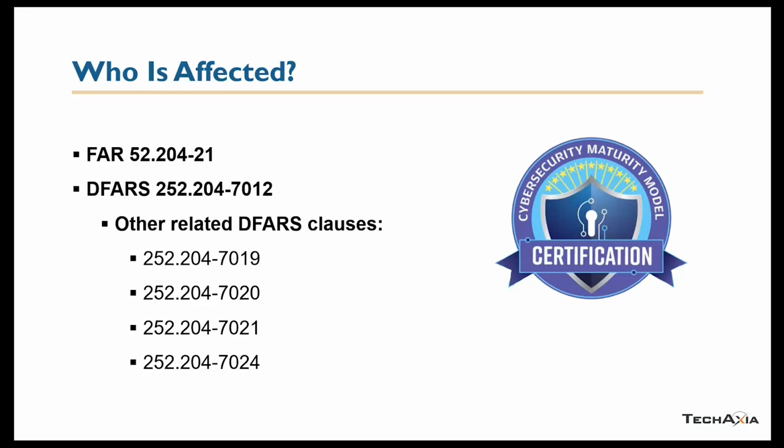The FAR rule 52.204-21 affects CMMC level 1, and the DFARS 252.204-7012 affects CMMC level 2 and CMMC level 3. I also have on the screen other related DFARS clauses that relate to CMMC, but because of our time, we won't go into the weeds. The key thing to take from this slide is, how do you know if you're affected? If you have either of those two main clauses in your contracts, then CMMC affects you.